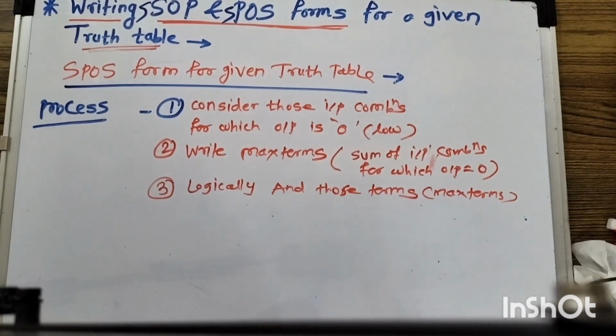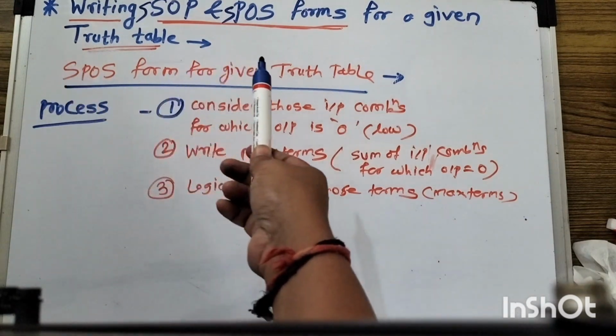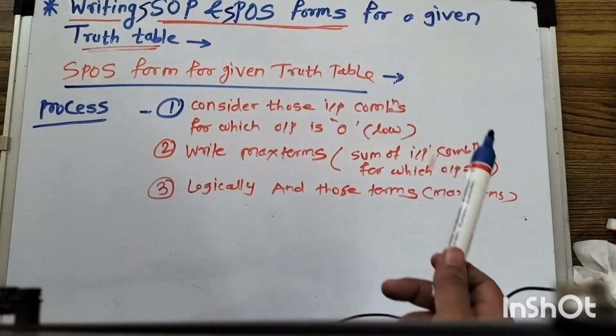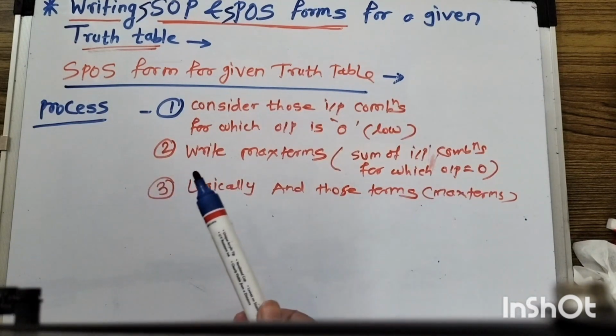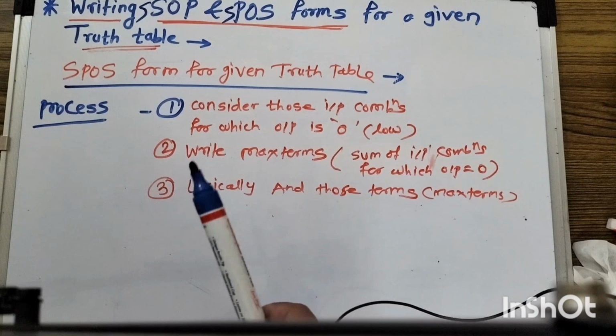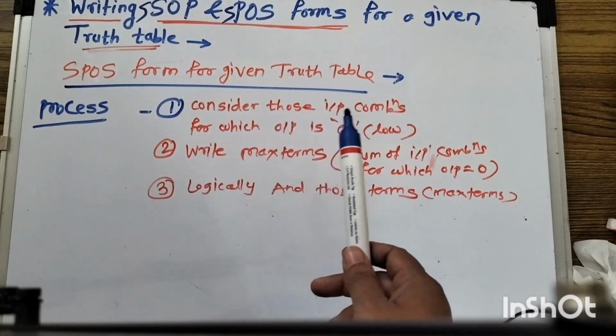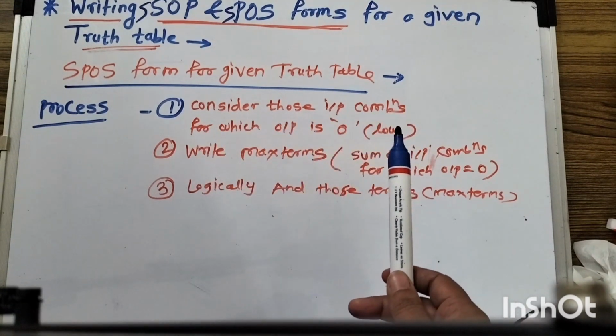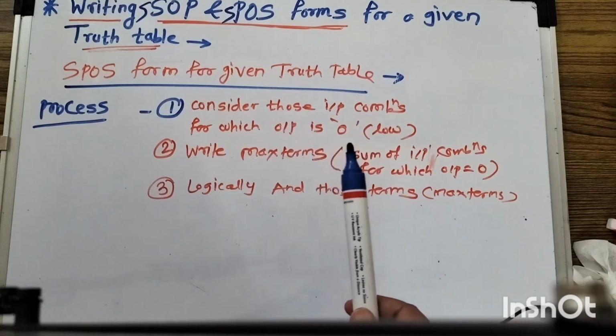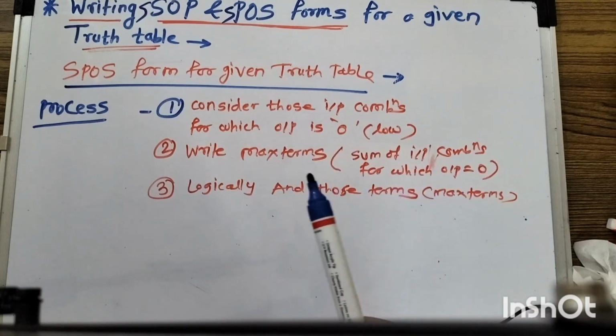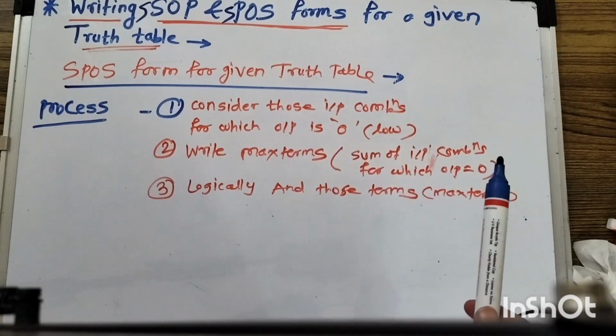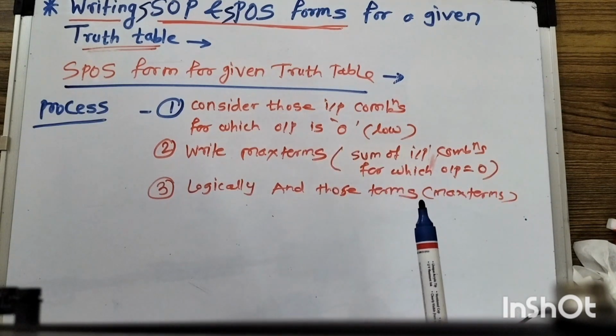Now we have just seen how we can write the standard SOP form for a given truth table. Now with an example, we will see how we can write the standard POS form for a given truth table. The process is exactly opposite to that of the standard SOP form. So what is the process? Consider those input combinations for which the output is low. Then write the max terms, that is, the sum of input combinations. Max terms means sum of input combinations, correct? And third, logically AND those terms.